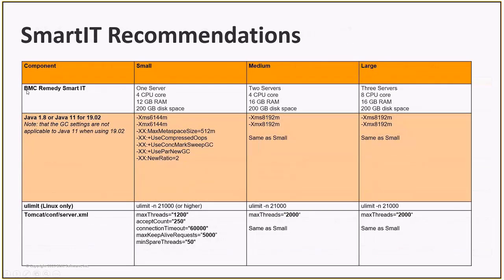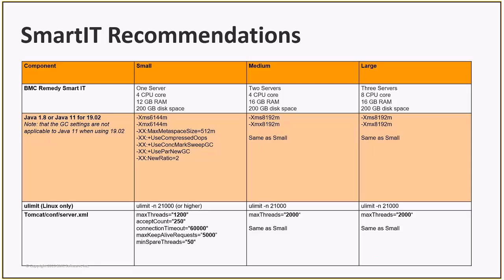Now for Smart IT, we have some recommendations as well. You can take a look at the sizing for the CPUs and memory. Normally, in a small environment, it's 1. In a large environment, it's up to 3 servers. And again, that could change depending on your specific needs.